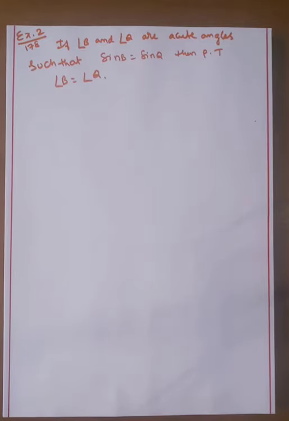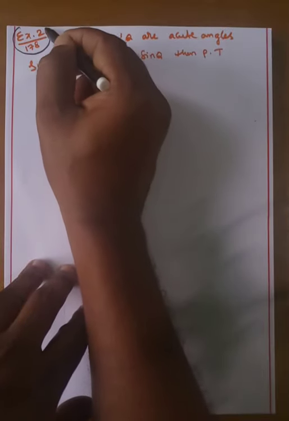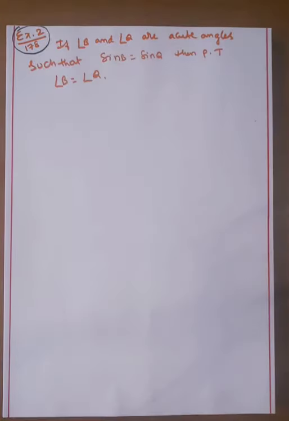Okay, my dear students, we are going to the next problem, that is example 2, page number 178. Problem number 2: if angle B and angle Q are acute angles such that sin B is equal to sin Q, then prove that angle B is equal to angle Q. Angle B equal to angle Q means you have to show that those triangles are similar triangles.